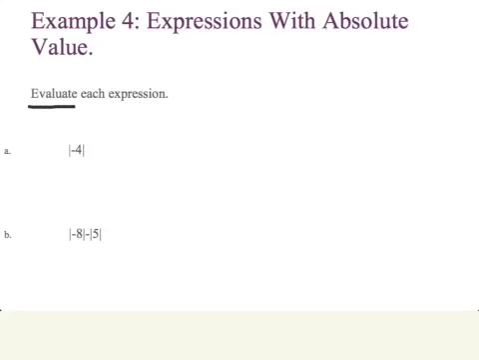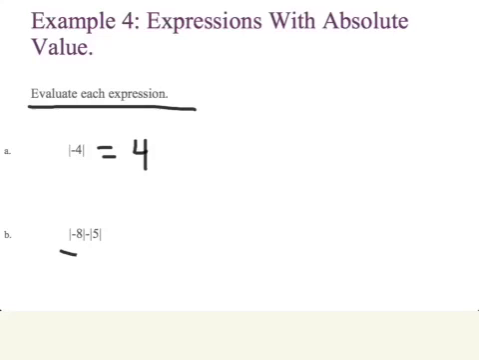So example 4, here's our next look at absolute value. And so we're going to evaluate each expression. We remember evaluate means to give a numerical answer, and we're going to do just that. The absolute value of -4 is indeed 4, because when I think about the distance from 0 to -4, I know that there's just 4 spaces.